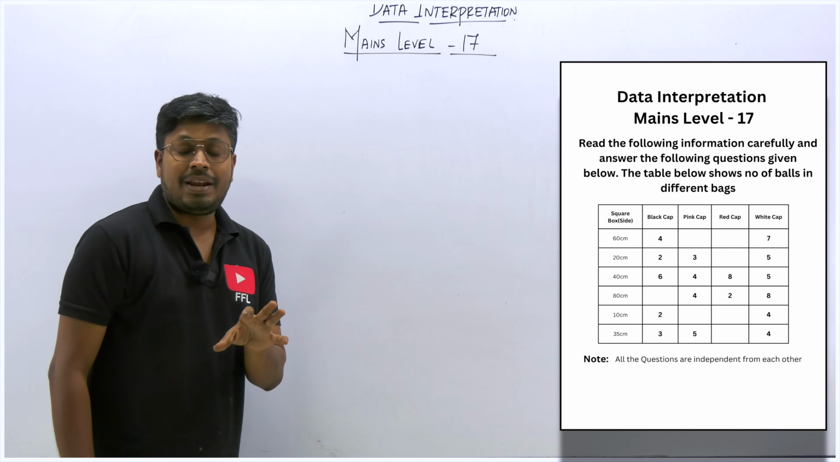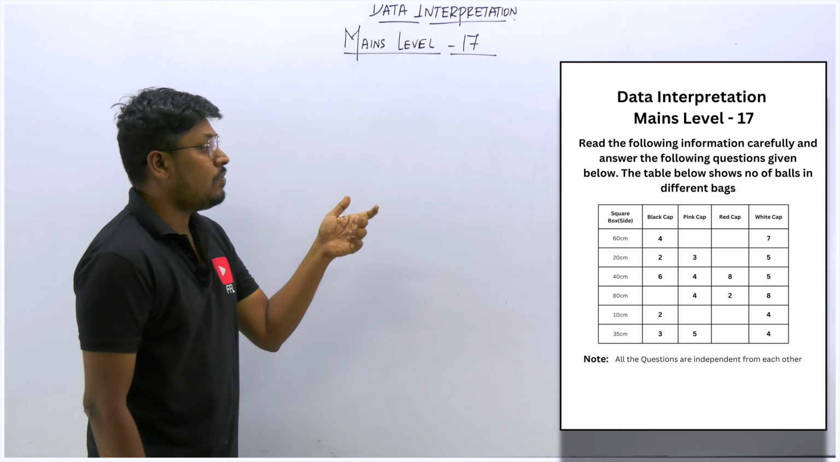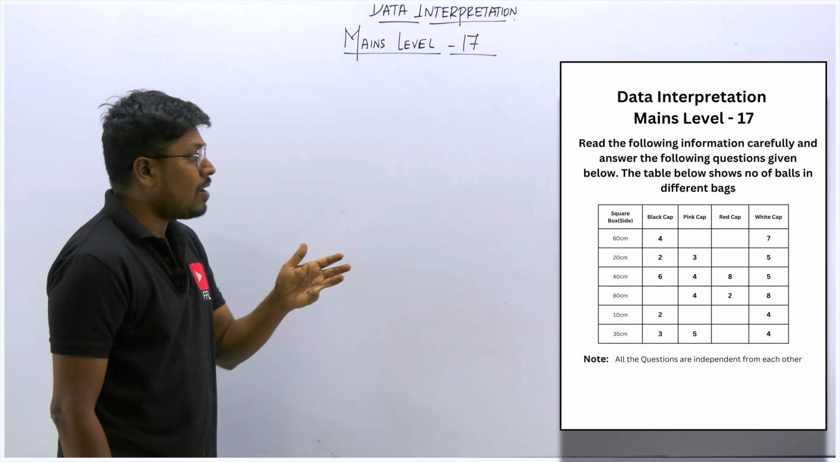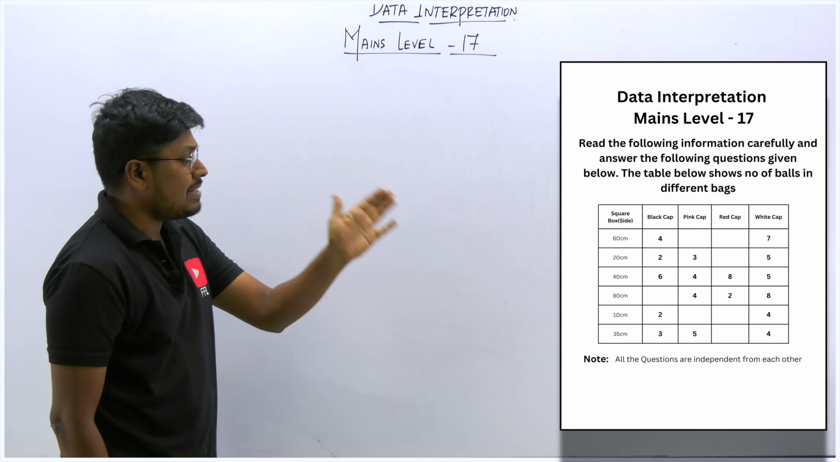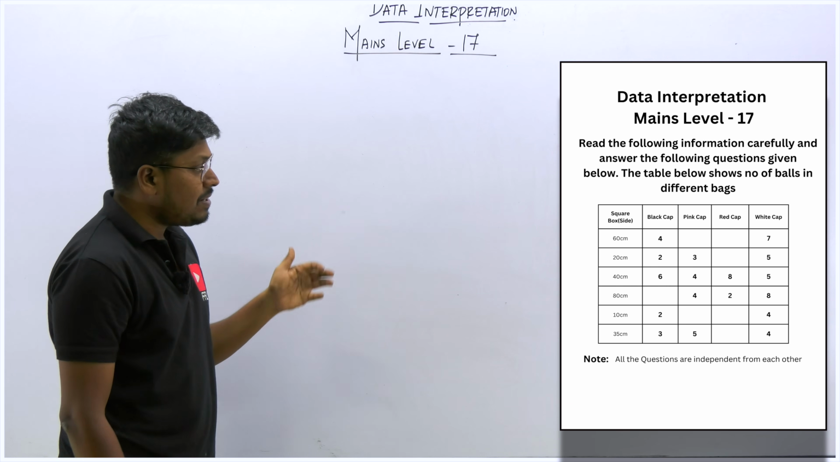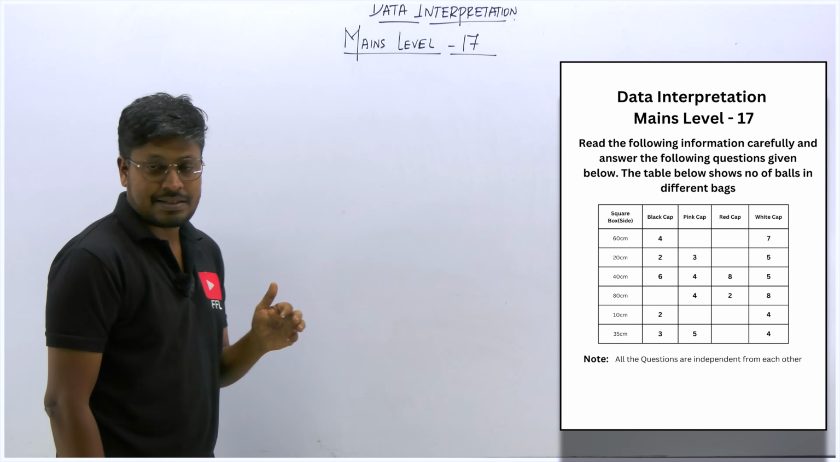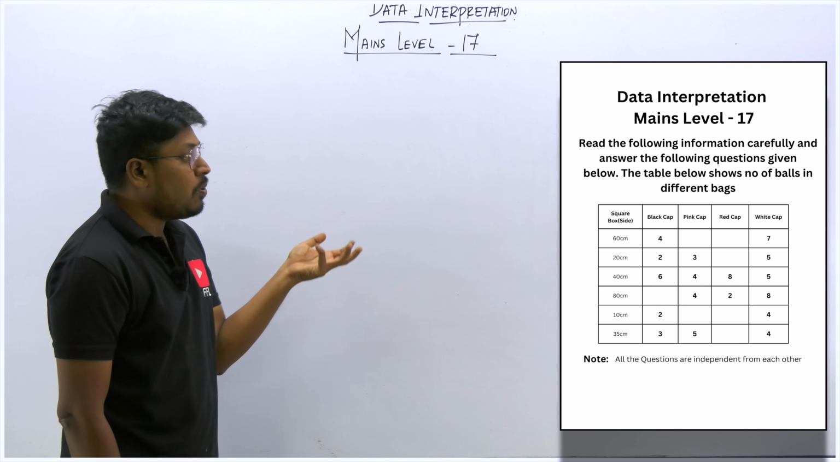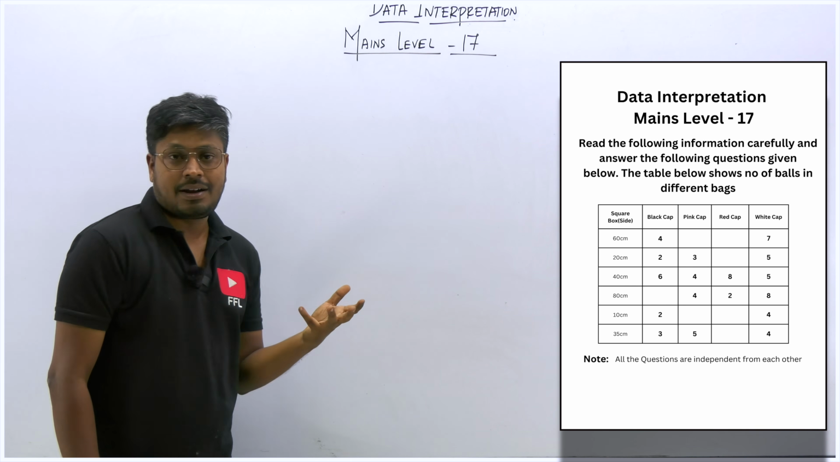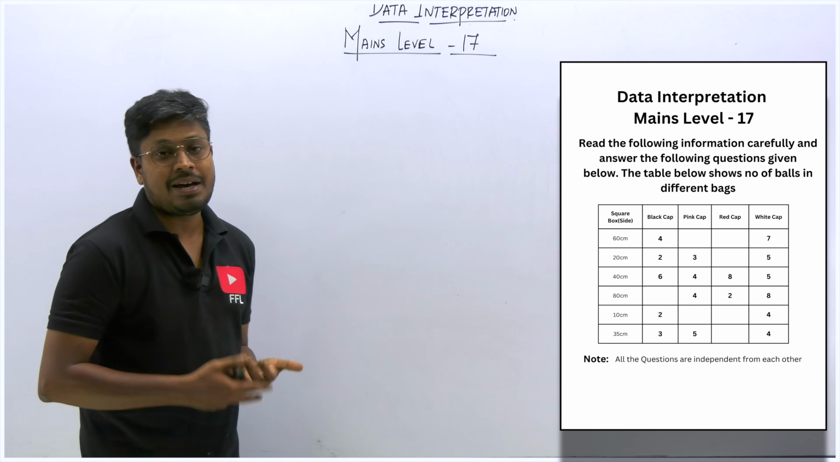That means, for example, if you find a value, let's look at the chart. There are square boxes containing 60 centimeter, 20 centimeter. Totally they have given 1, 2, 3, 4, 5, 6 square boxes, and each box contains 1, 2, 3, 4, so 4 different color caps, and some values are missing.